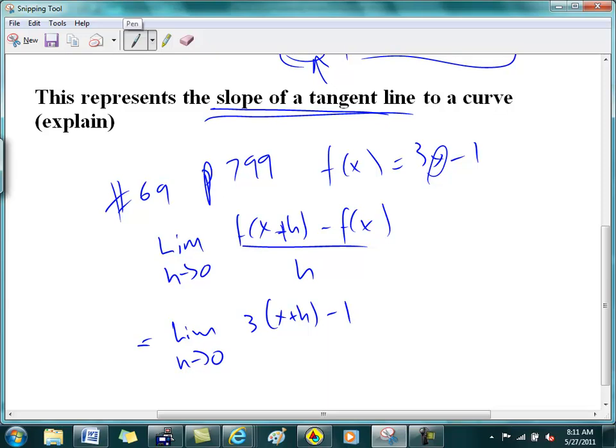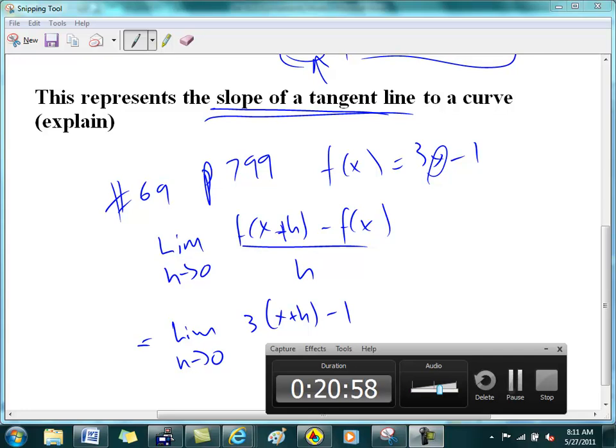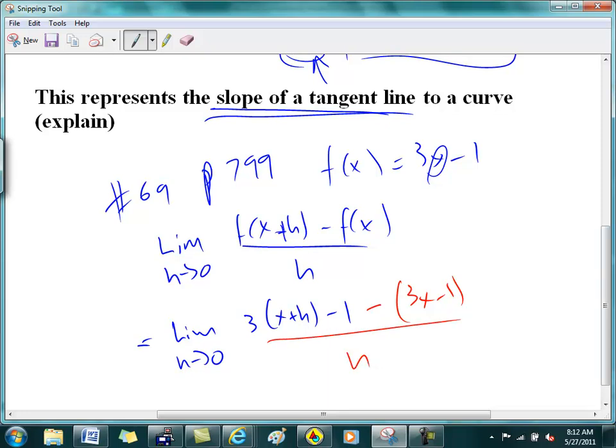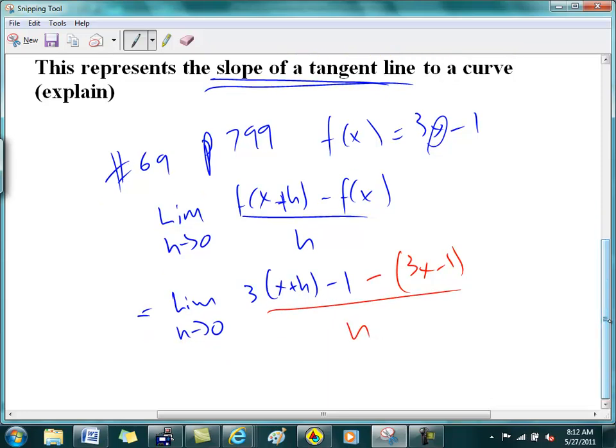Let me pause here for a minute. And then I need to do the minus f(x), so it's going to be minus (3x minus 1), and all of this is over h. You guys get me on that? So then this is equal to the limit. Notice that I do not throw away the limit. That needs to be there. If I expand this out on the top, I get 3x plus 3h minus 1 minus 3x plus 1 all over h. Everybody okay on that?